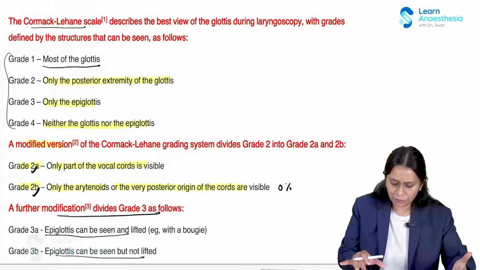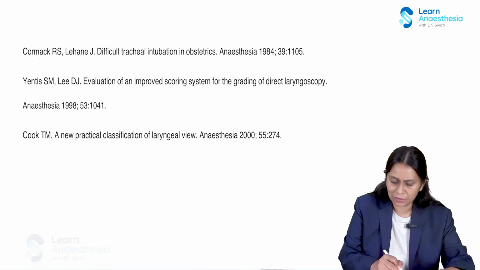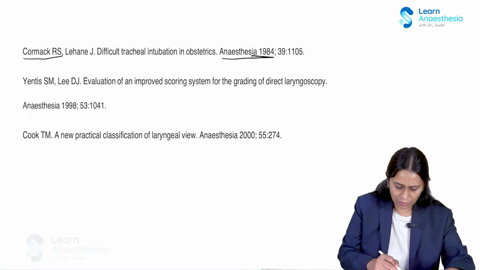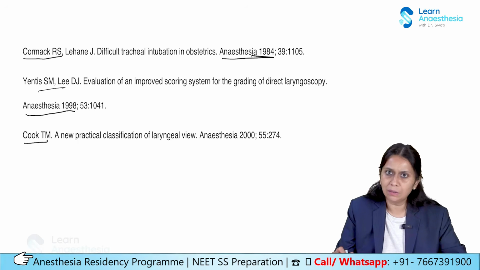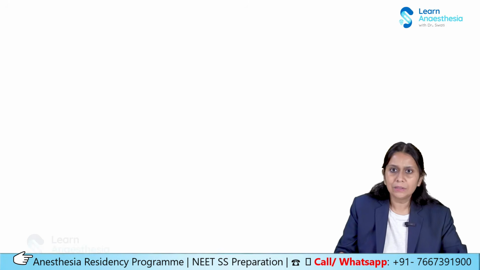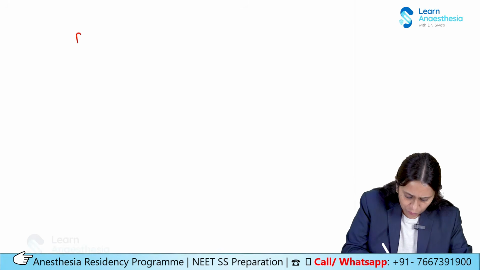The references for these: the original Cormack-Lehane grading system was first published in Anaesthesia in 1984. The first modification was published in the Anaesthesia journal in 1998 by Yentis and Lee, and Cook further modified it and published it in the Anaesthesia 2000 issue. Okay.